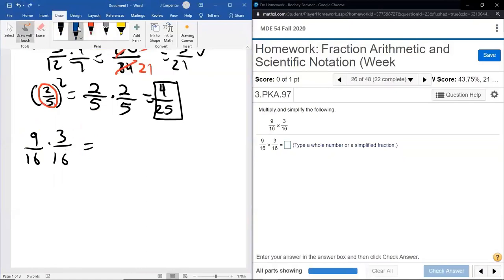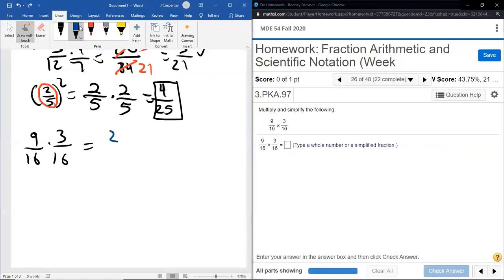So let's do this the right way. You can only reduce a top with a bottom, and if it's a product, it doesn't matter which top and which bottom it is. And that's the only scenario you can reduce. You don't reduce when you're looking at two fractions being added or subtracted or divided. You only reduce in this manner with multiplications. And in fact, 9 and 16 can't reduce, so the other 9 and 16 can't reduce, and the 3 and 16 can't reduce, so you're stuck just multiplying straight across and nothing will actually reduce.